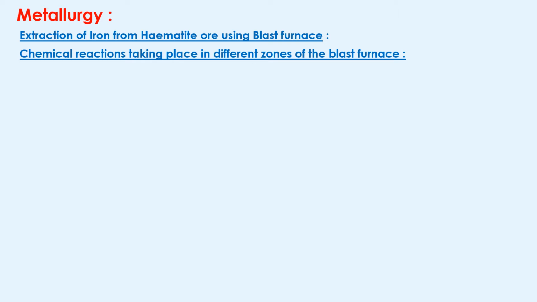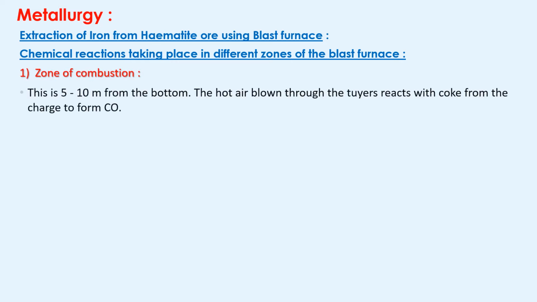Now we have to see the chemical reactions taking place in the different zones of a blast furnace. First we take the zone of combustion, as discussed, our first zone. In the zone of combustion, what happens? There is a height of 5 to 10 meters from the bottom. Your hot air blown through the tuyeres reacts with the coke from the charge to form CO. As you know, in the charge there is coke also.